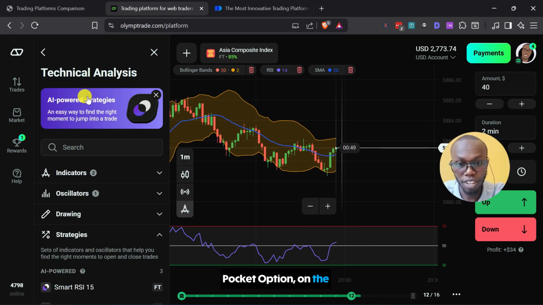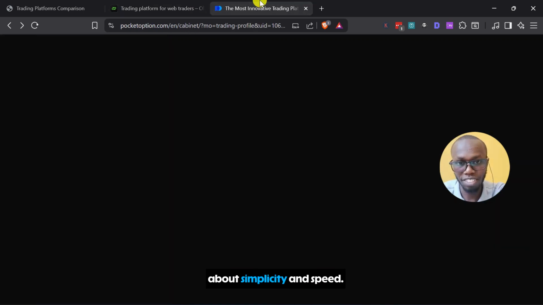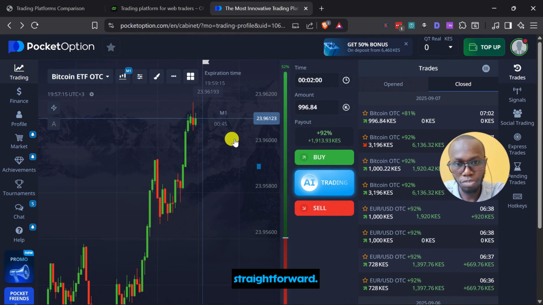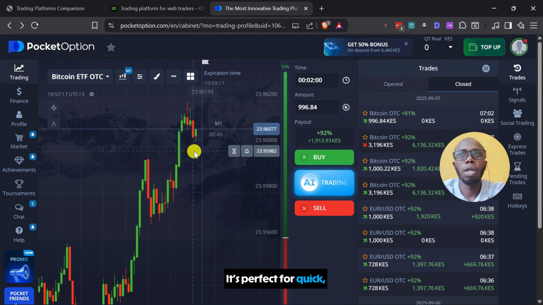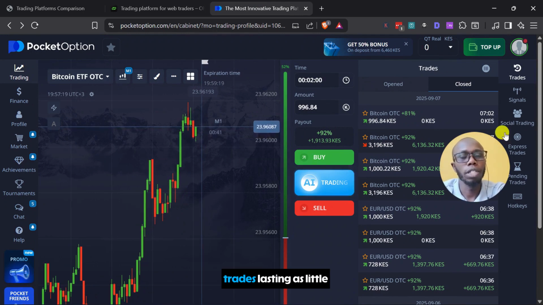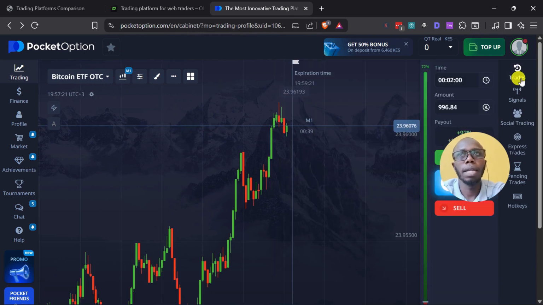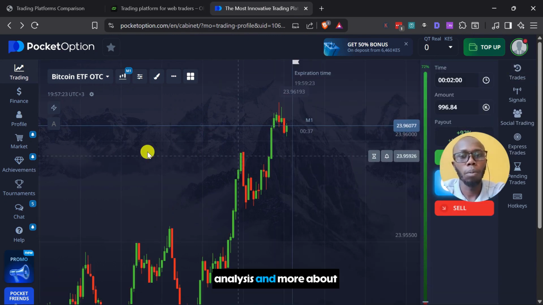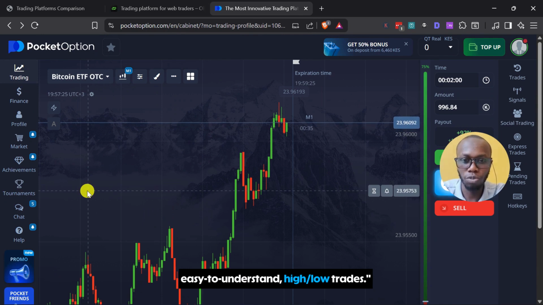Pocket Option, on the other hand, is all about simplicity and speed. The interface is incredibly straightforward. It's perfect for quick, fast-paced trading, with some trades lasting as little as 5 seconds. It's less about deep analysis and more about easy-to-understand high-low trades.